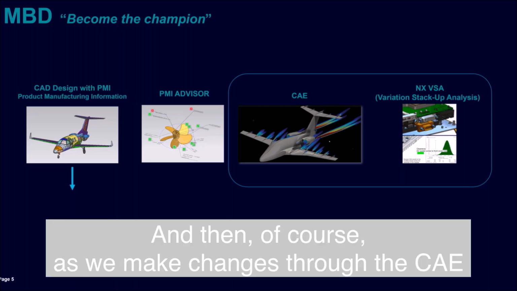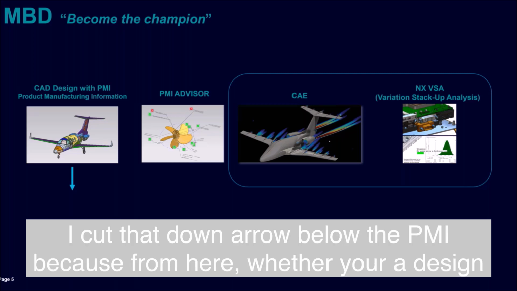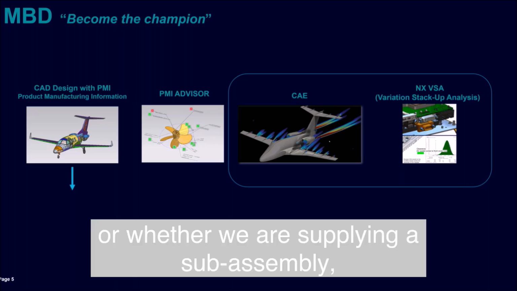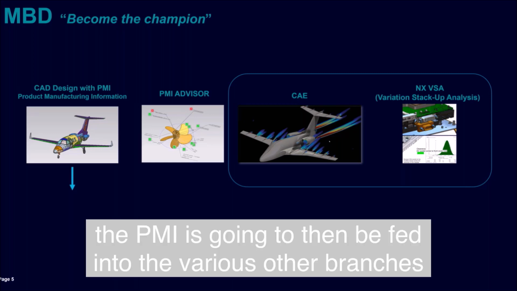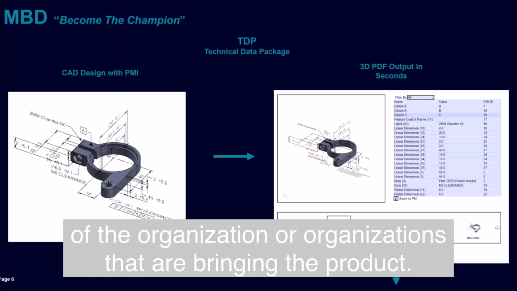And then, of course, as we make changes through the CAE and through VSA, it's all fed back into CAD. And we've got that down arrow below the PMI because from here, whether we're a design outfit that has their things manufactured outside, or whether we are a manufacturer, or whether we are supplying a subassembly, the PMI is going to then be fed into the various other branches of the organization or organizations that are bringing the product.